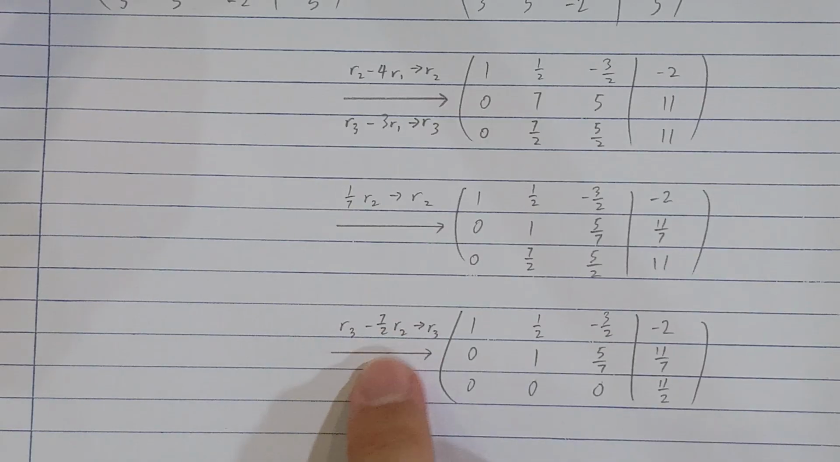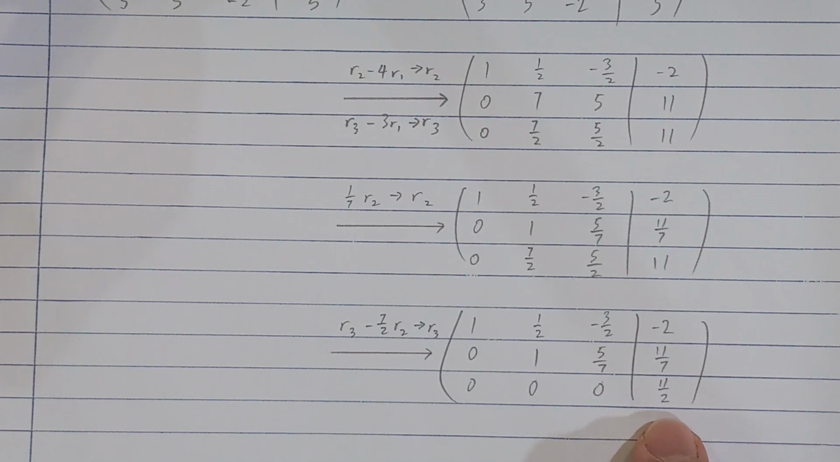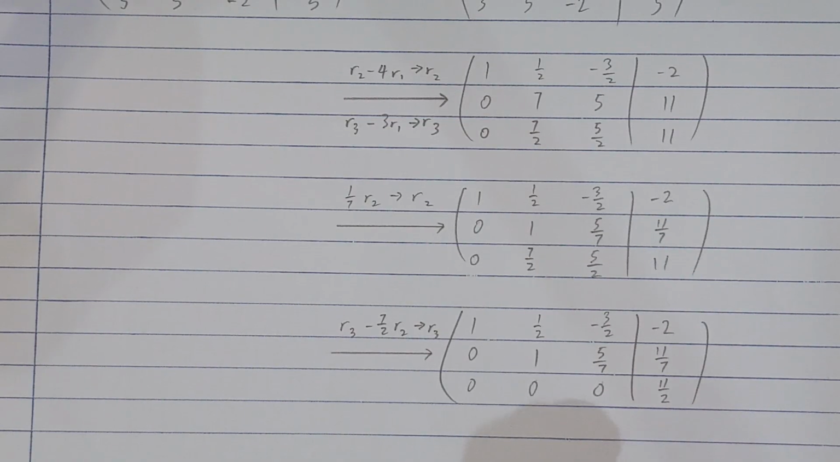As you can see, with the final step, the bottom right corner also turns into a 0, but this side is not a 0, which means that this is 0 equals 11 over 2, which is not possible. So this matrix has no solution.